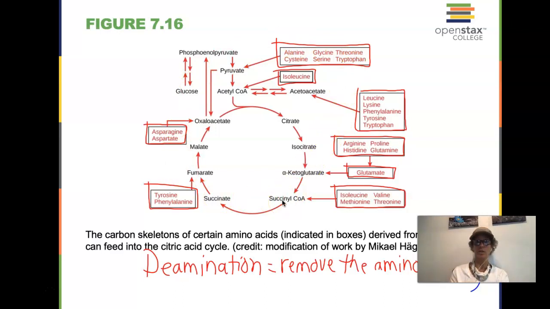In order to do this, first they have to undergo deamination. So amino. We remove the amino end of the amino acid. That means we take the nitrogen off. And now we have hydrocarbons going into, well, with oxygens also, into our organic acid, citric acid cycle.